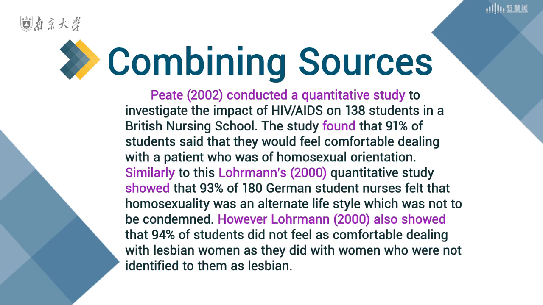From the paragraph, we can see that two studies by two different authors are cited. The author conducted a study, and the study found, are used to introduce the result from the first research, and the verb showed for the second research. There are two findings in the second research, one similar to the Pete 2002 research, and the other being the opposite. All this information is clearly given in the text.